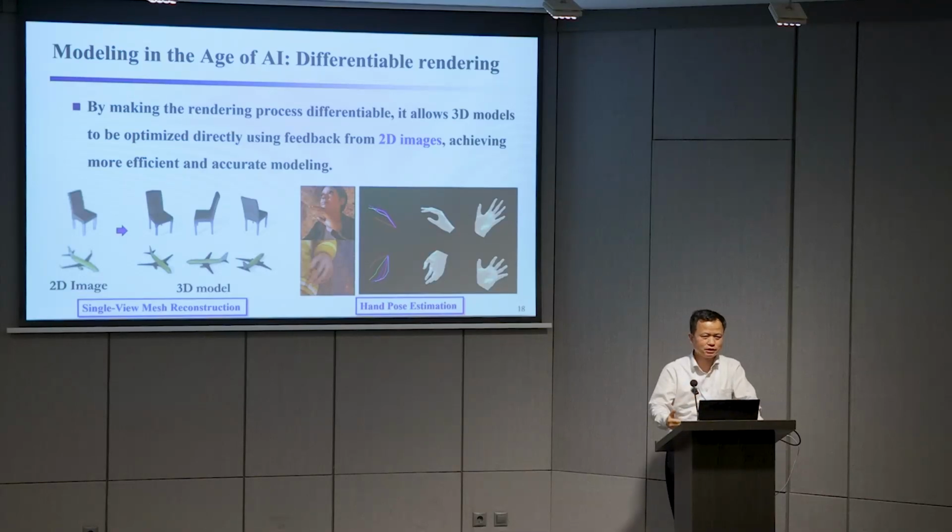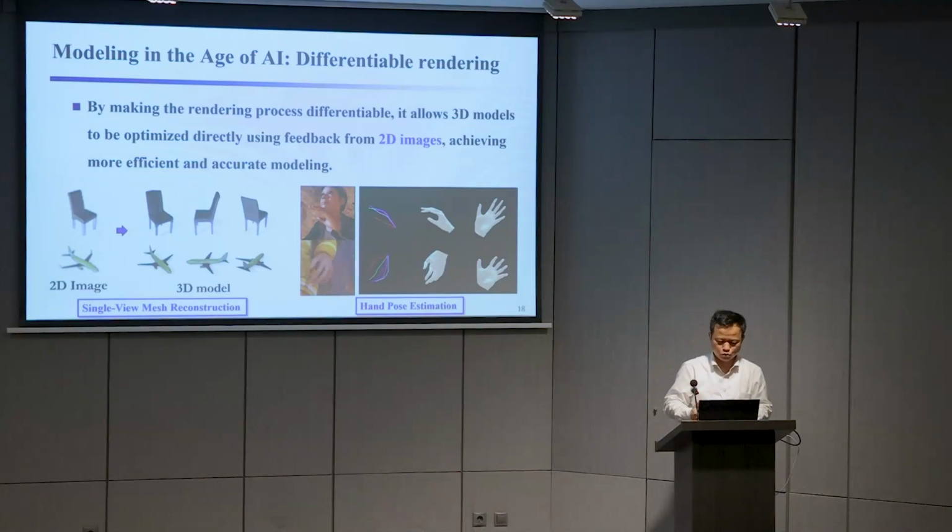And there are some other very outstanding examples. For example, we can use such technology, differentiable rendering, with a single image to do mesh reconstruction, to obtain the mesh representation of objects, and we can even estimate the hand pose.